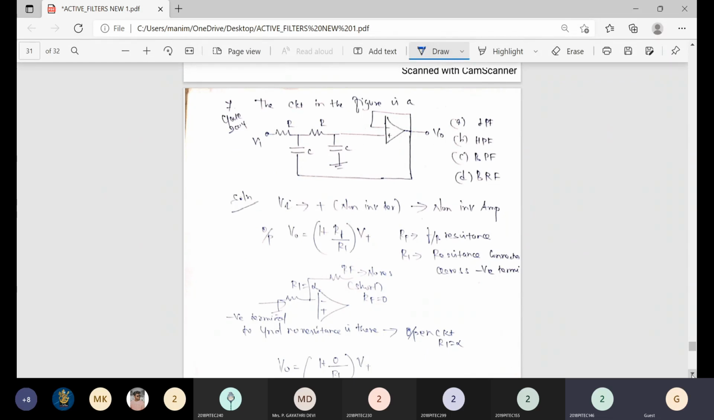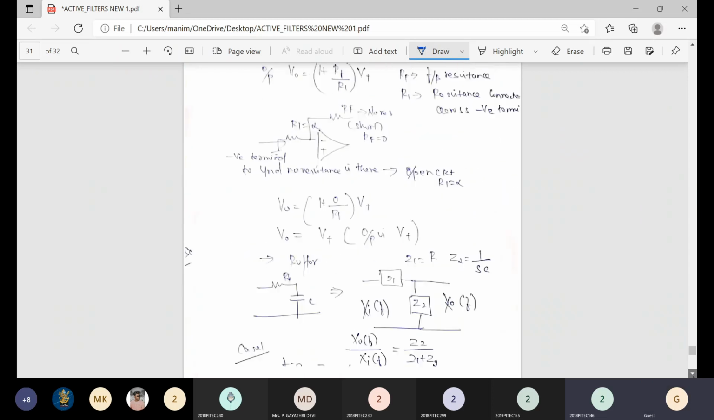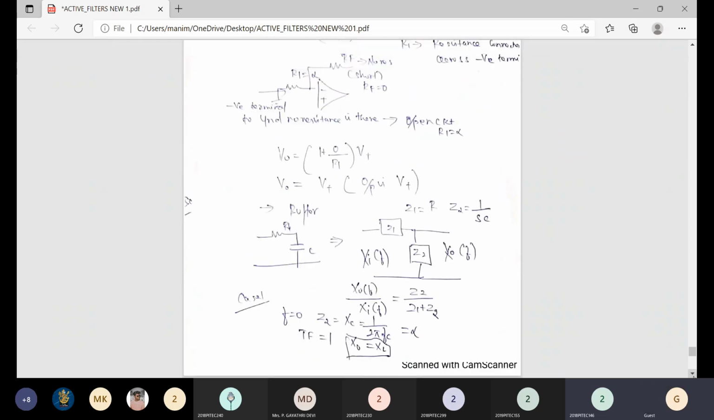So it acts as the filter; this filter circuit acts as the buffer. Output follows the input. It acts as the buffer. So now see, it is the buffer circuit.